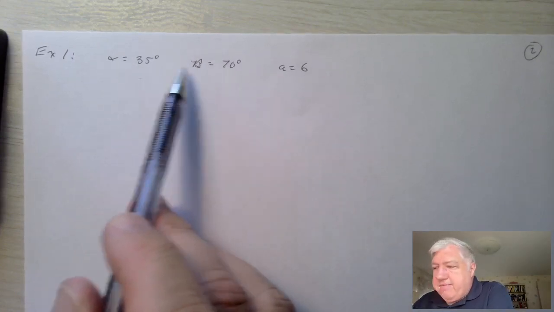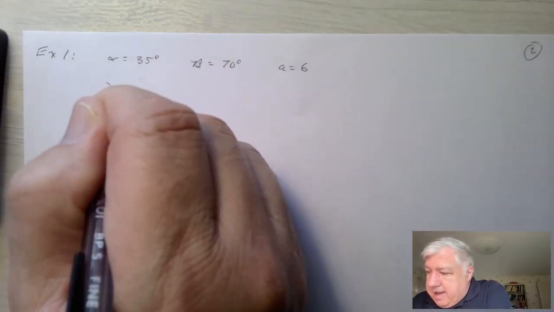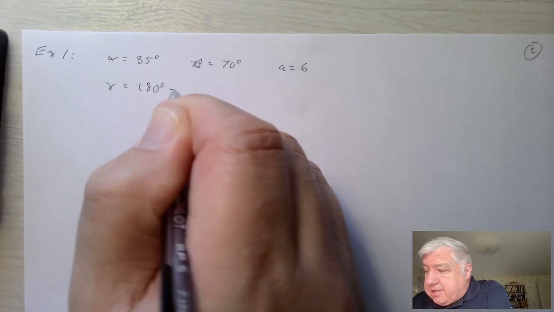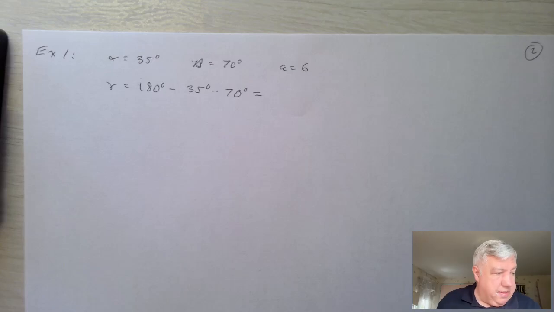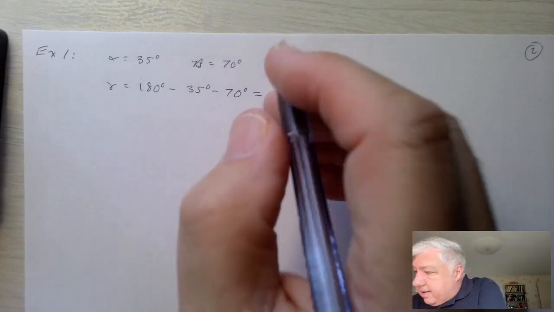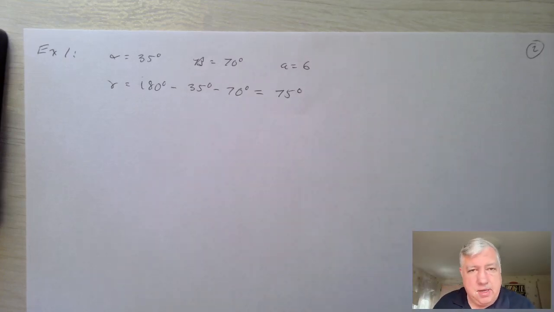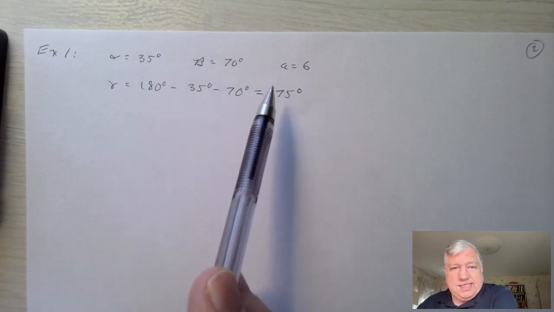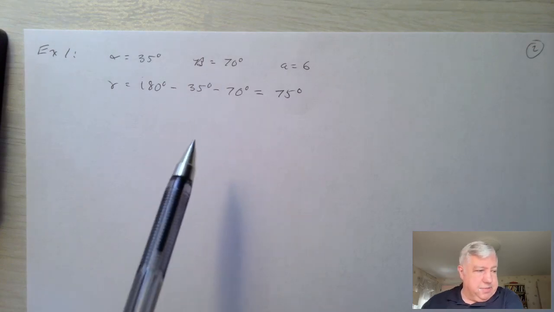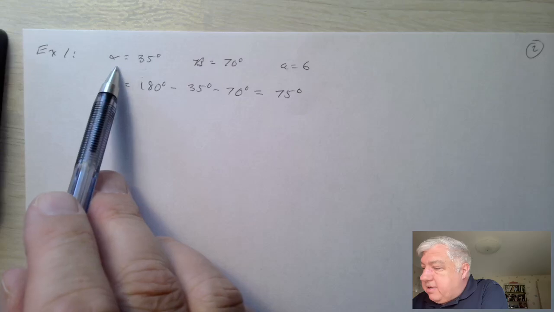Well, first, whenever we're given 2 angles, we know we can find the other angle because they have to add to 180. So gamma is going to be 180 degrees minus 35 degrees minus 70 degrees. And that will be 75 degrees, I think. Okay, so that's gamma. Now, the other 2 sides we have to find are B and C. B is opposite beta, and A is opposite alpha.